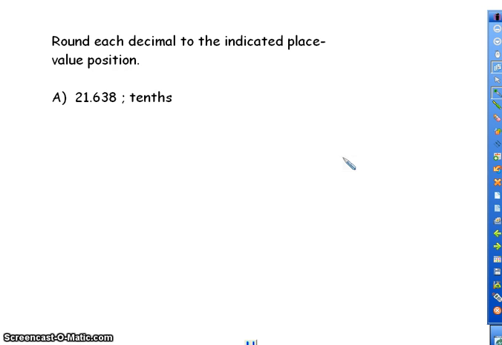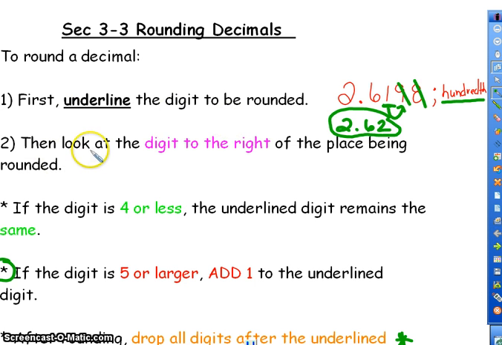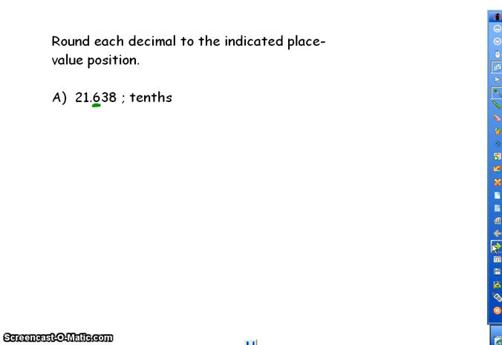So we're going to round each decimal to the indicated place value position. Once again, I'm going to follow those rules from before. I have 21 and 638 thousandths, and I'm going to round to the tenths spot. Now, if you remember, the tenths spot is immediately after the decimal point. So I'm going to underline my digit. The second step, if you recall, says look at the digit to the right of the place value being rounded. If the digit is 4 or less, the underlined digit remains the same. If the digit is 5 or larger, add 1 to the underlined digit.